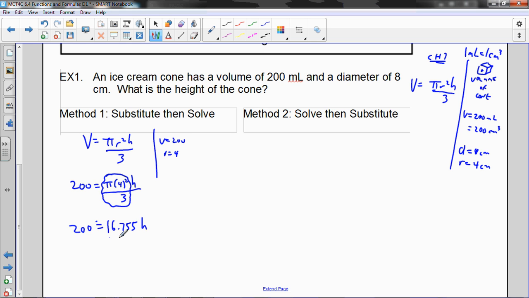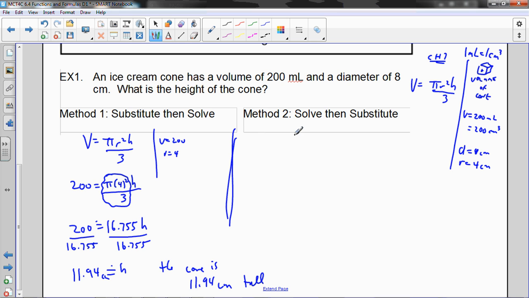Now to solve for h, I divide by 16.755, and I get my answer, which is about 11.94 centimeters. So the cone is 11.94 centimeters tall. What is this? The solve then substitute?